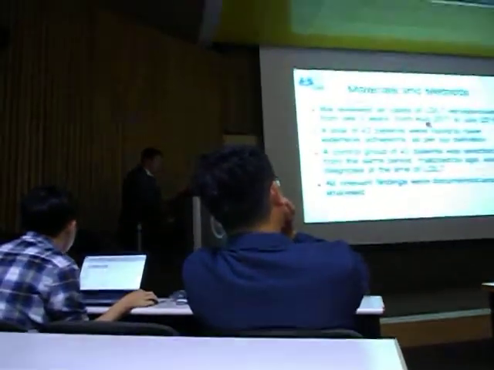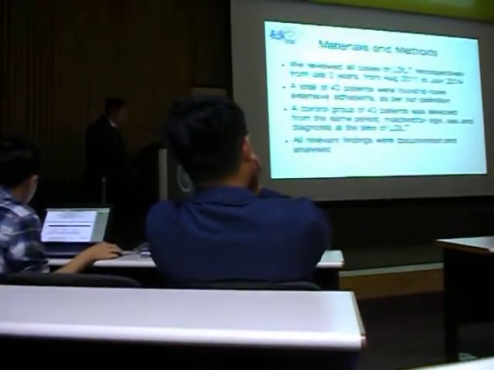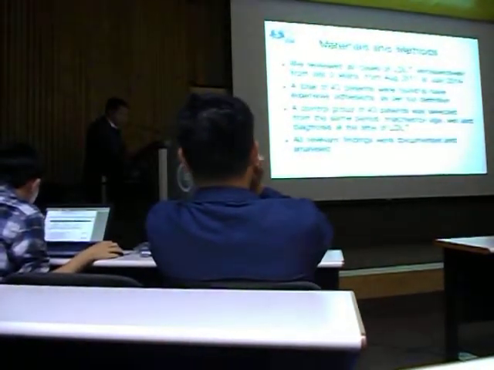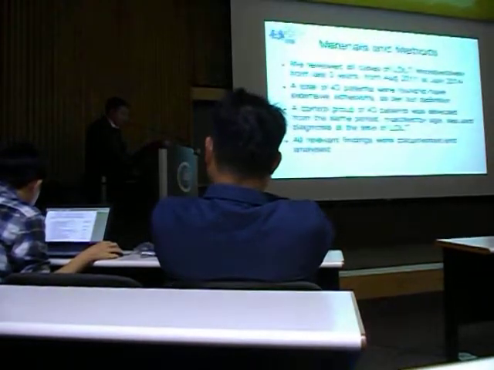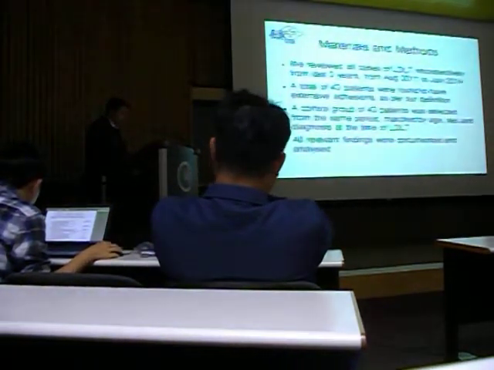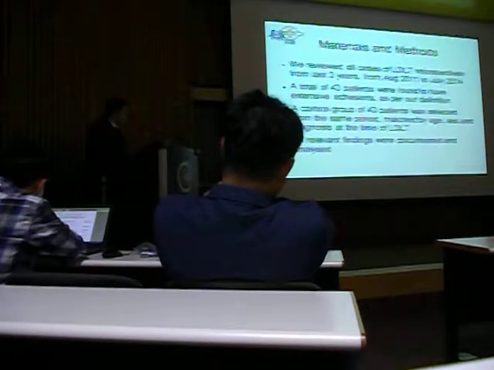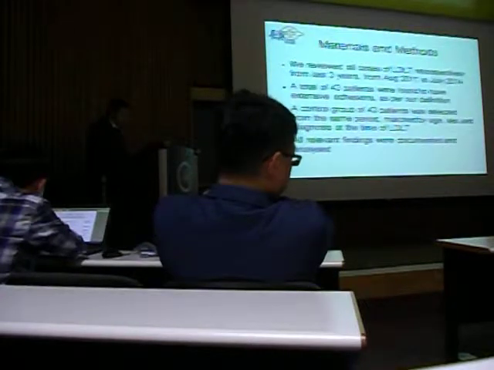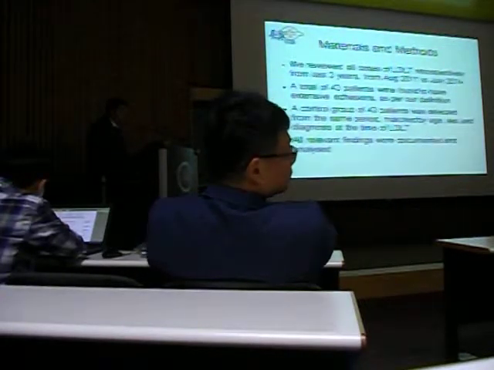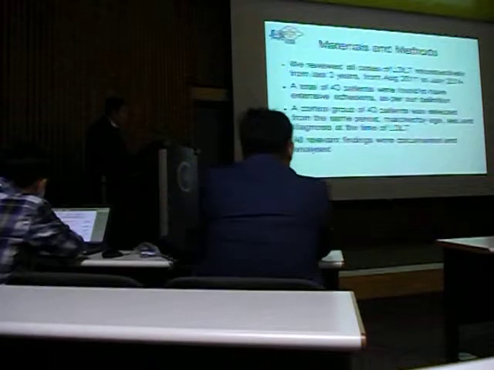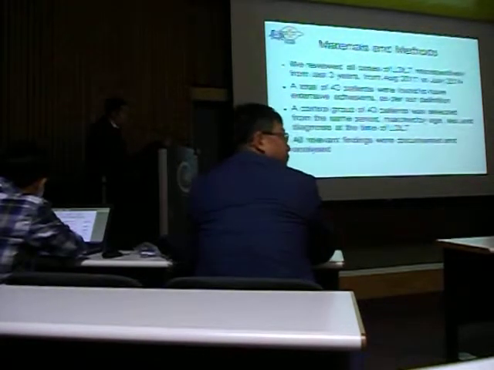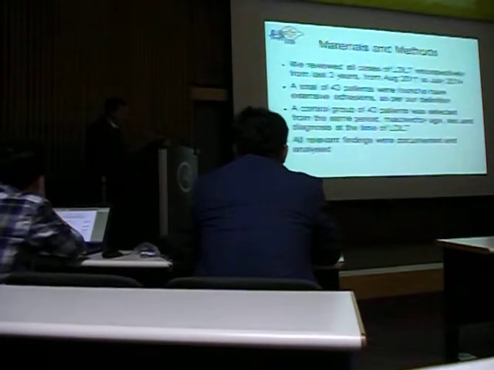Materials and methods. Last 3 years of data was checked, from August 2011 to July 2014. We found that there were a total of 380 cases during this period, and we found 43 patients with extensive adhesions as per our definition. So a control group was selected. The control group was matched to the study group by age, sex, and diagnosis at the time of surgery. So everything was documented.